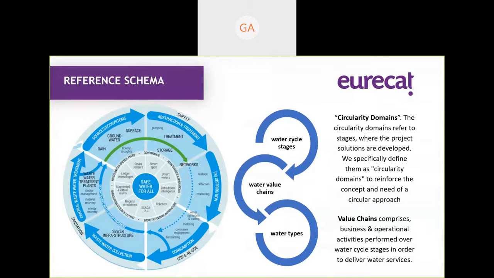But this is a reference schema for us as a cluster in order to organize our projects and try to reach conclusions about where we have to focus, okay? Then we have defined water cycle stages, water value chains, water types, business and operational activities, and technologies. All this schema reflects all these things, and we organize it in what we call circularity domains. These circularity domains include different levels and how the water is circulating around this domain, okay? And then we try to organize our projects with this reference schema.